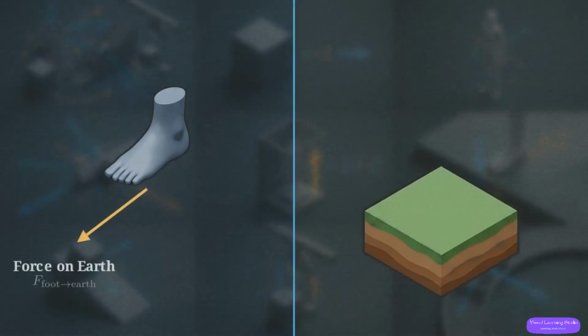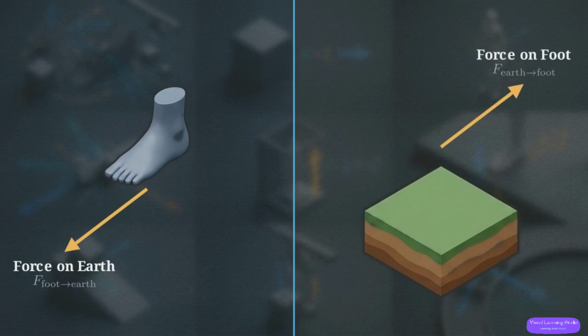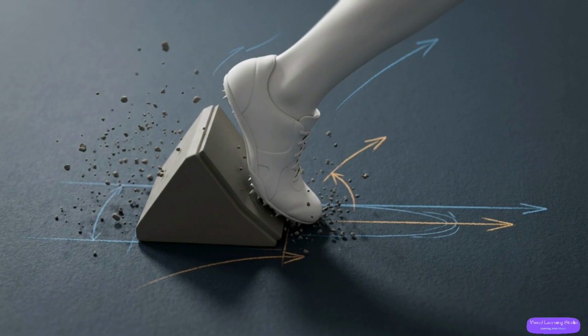As you walk, your foot pushes back on the earth. That's one force. The earth pushes forward on your foot. That's a second separate force. Because the reaction force acts exclusively on your body, it creates the net force necessary for you to move forward.